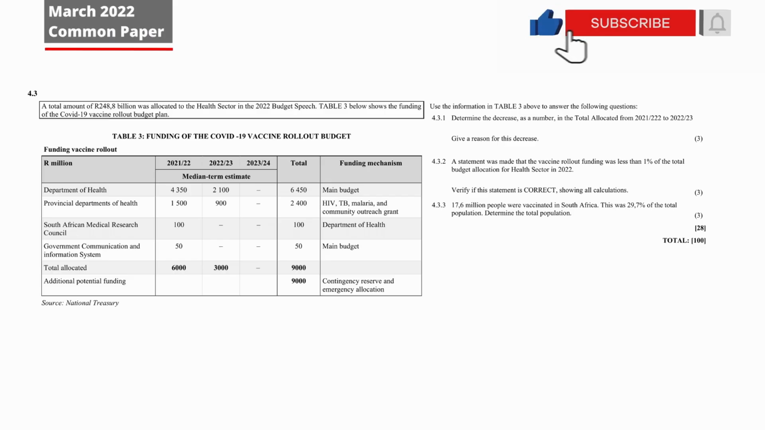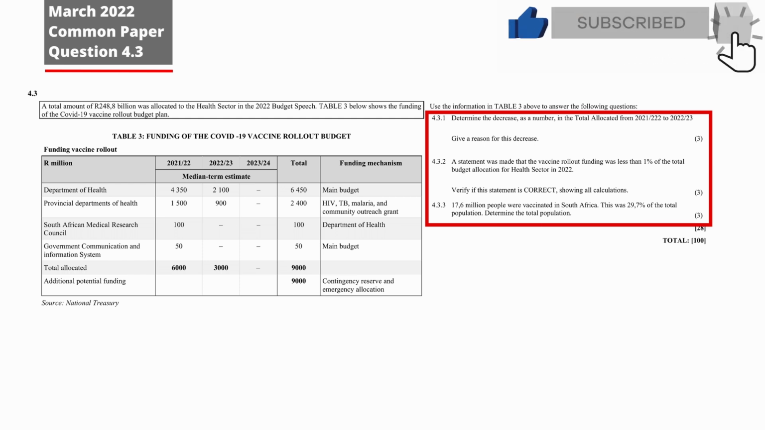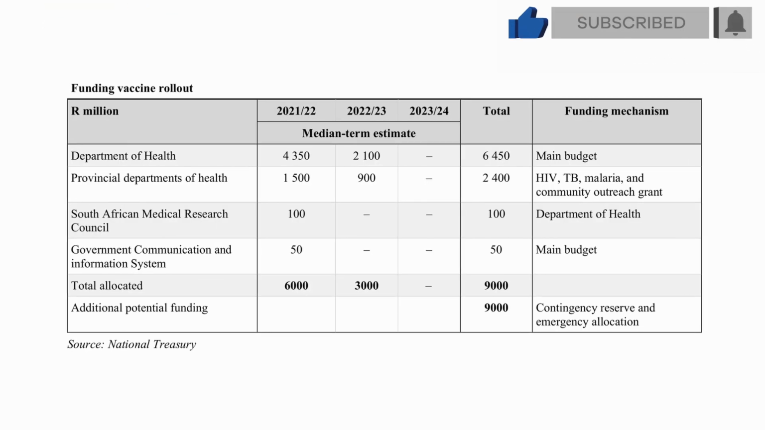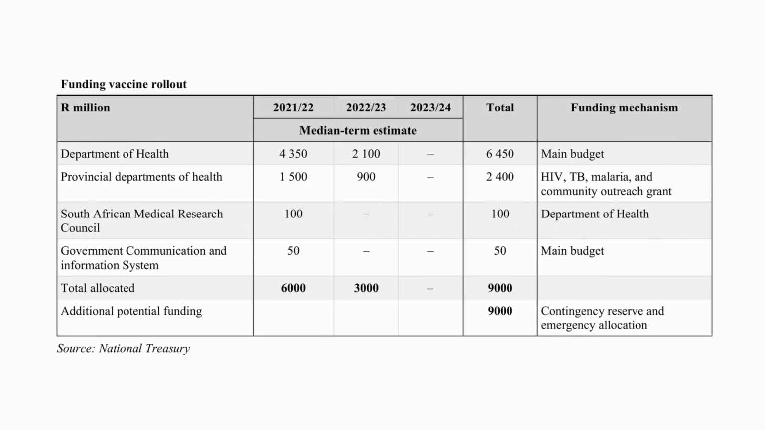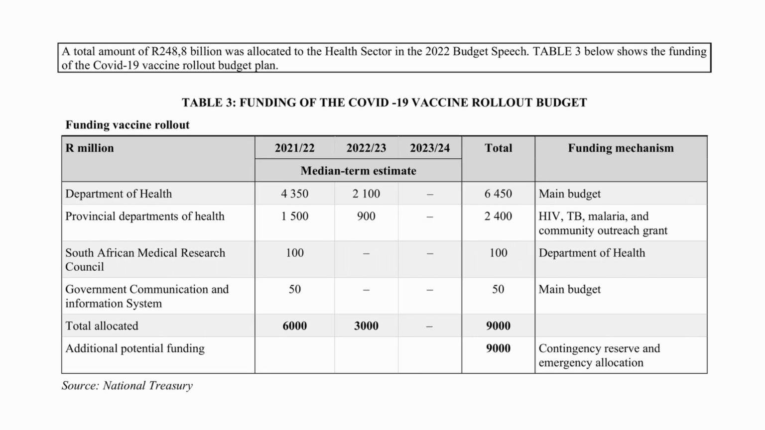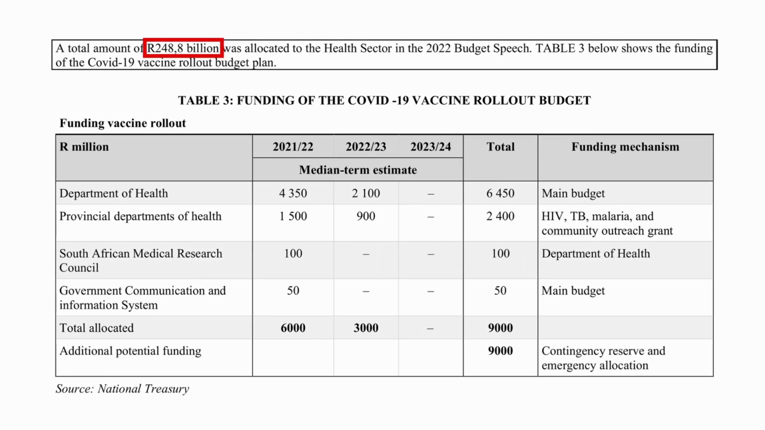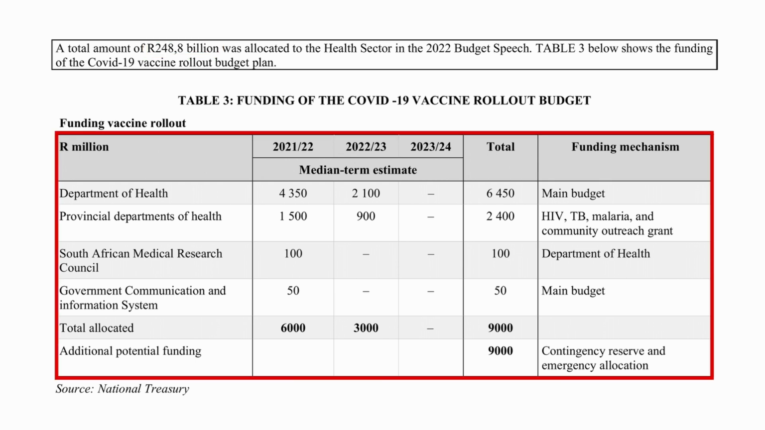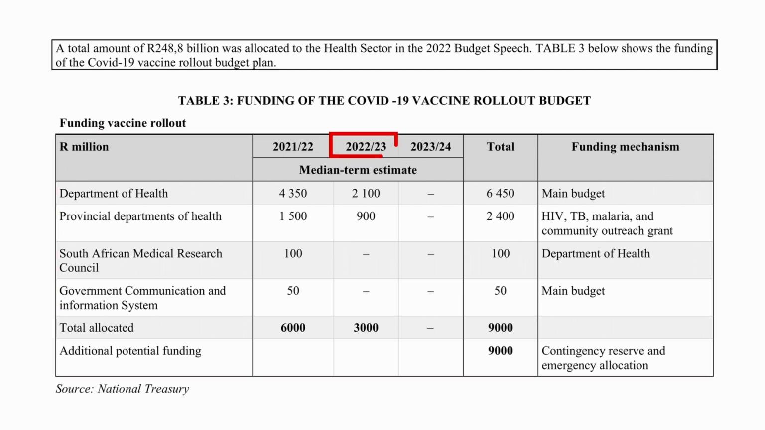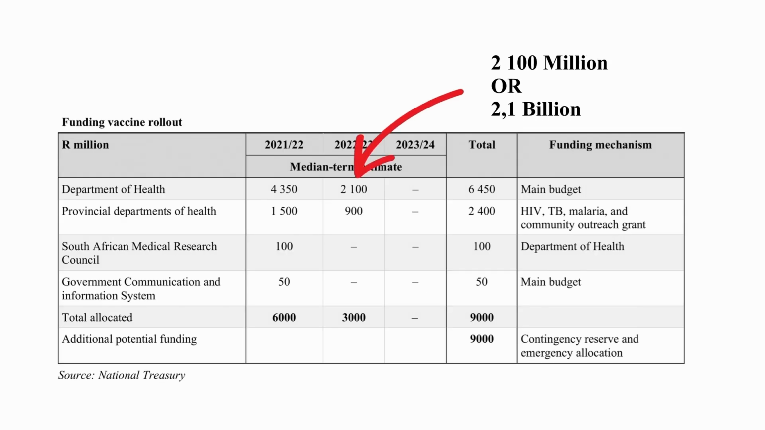Question 4.3 consists of 3 finance questions that were designed to assess your understanding of financial budgets on a national level. You are given the information that the total amount of 248.8 billion Rand was allocated to the health sector in 2022. You are also given a table showing the funding of the COVID-19 vaccine rollout budget for the 2021 and 2022 financial year. The values in the table are in millions of rands.